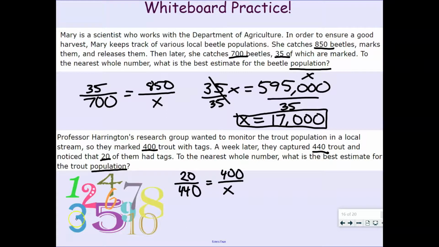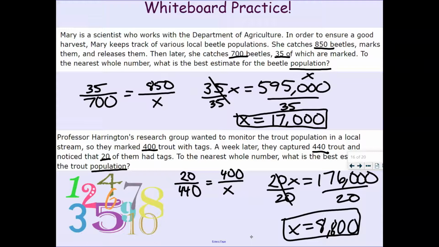Okay, how'd you do on your proportion? We want to know the total population, so that's our X. 400 out of the total population have tags. Our sample's over here. A week later, she caught 440 trout, and of those, 20 had tags. So now you can pause again and go ahead and solve for X.